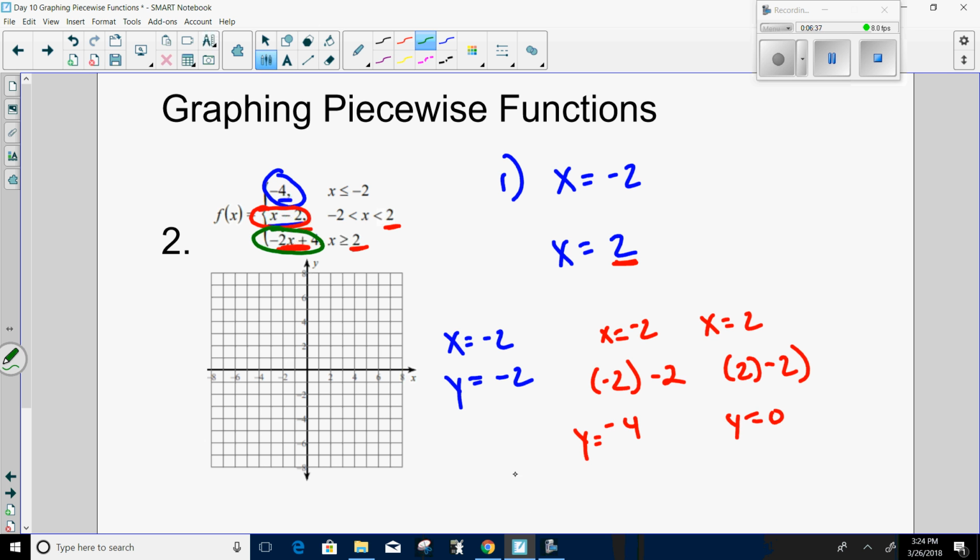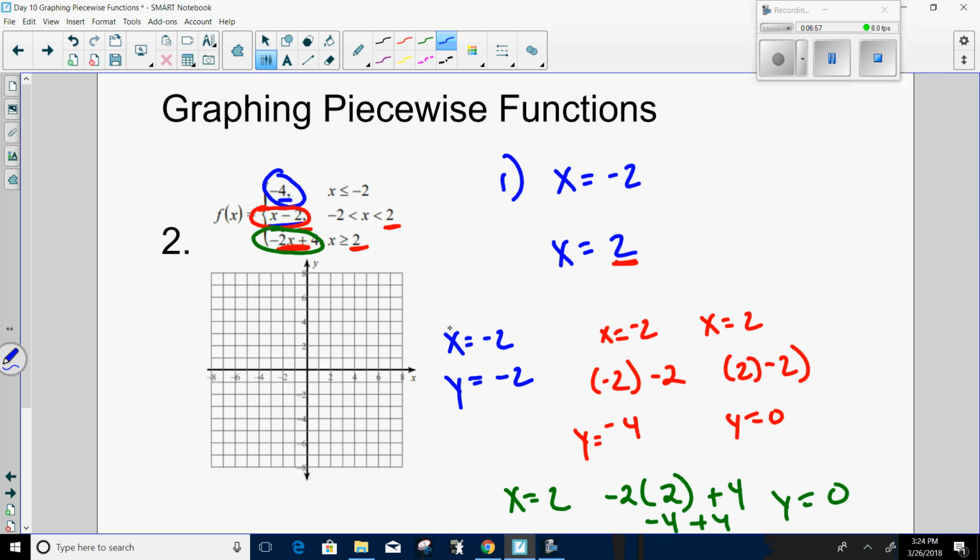And then I'm going to do the same thing for the green equation. I'm going to plug 2 into the green equation. And when I plug that in, I'm going to get -2 times 2 plus 4. -2 times 2 is -4 plus 4, and I get y equals 0. So now what I'm going to do is I'm going to go in and graph these.